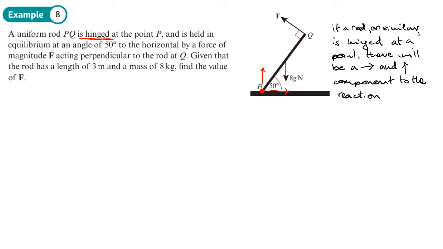Okay, now in normal circumstances we'd probably need to work out what that is, but if we look at the question, we think carefully, then we can actually eliminate that, and the way that we can eliminate it is by taking moments at P. If we take moments at P, then we need not concern ourselves with either part of that normal reaction.